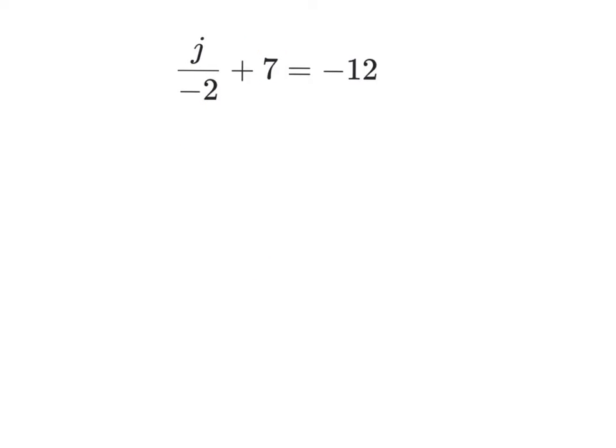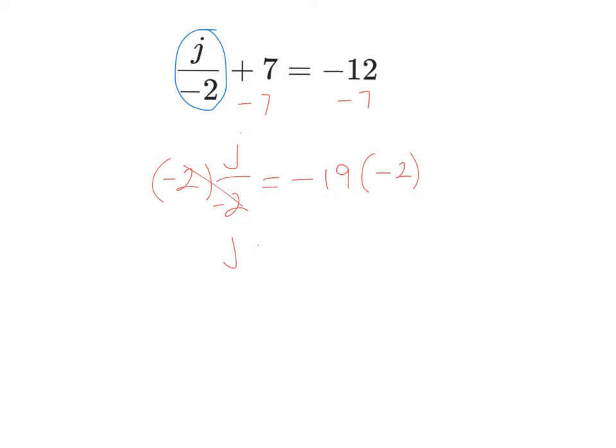The next one that I got, circle the term that has the variable in it. I'm going to do the inverse to get rid of a positive 7. I'm going to minus 7 on both sides. That gives me j over negative 2 is equal to negative 19. I'm going to do the inverse of dividing by negative 2, which is multiplying by negative 2. This is going to be j is equal to, a negative times a negative is a positive, 19 doubled is 38, positive.